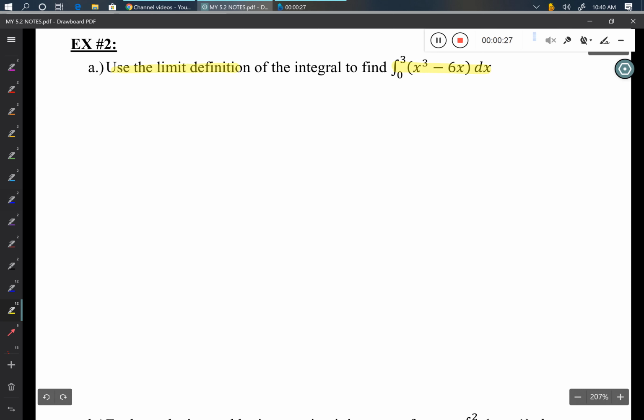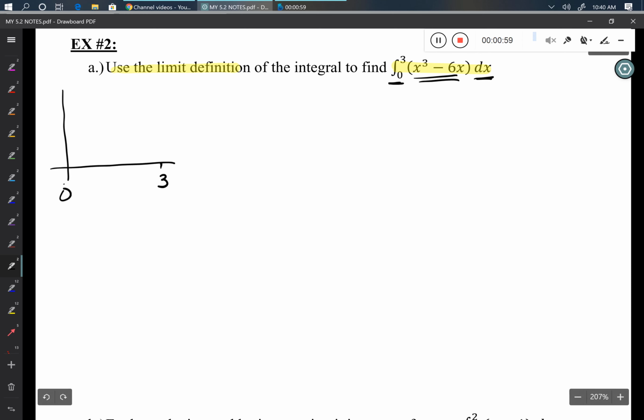All right, so first off, let's explore what this is really asking us to do. So I'm looking at the notation. I'm seeing the integral symbol here with a lower limit of integration of 0 and upper limit of 3. I'm seeing a dx over here, and I'm seeing a function in the middle. So what this is telling me is that there exists a function out there, f of x equal to x cubed minus 6x, and that if I were to graph that on the interval from 0 to 3, my job is to find the area under the curve.